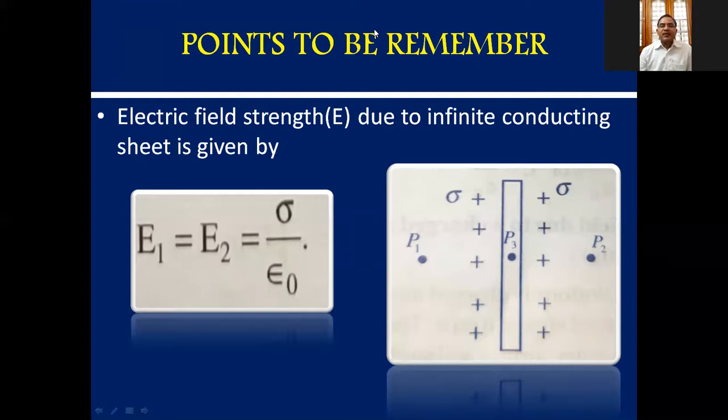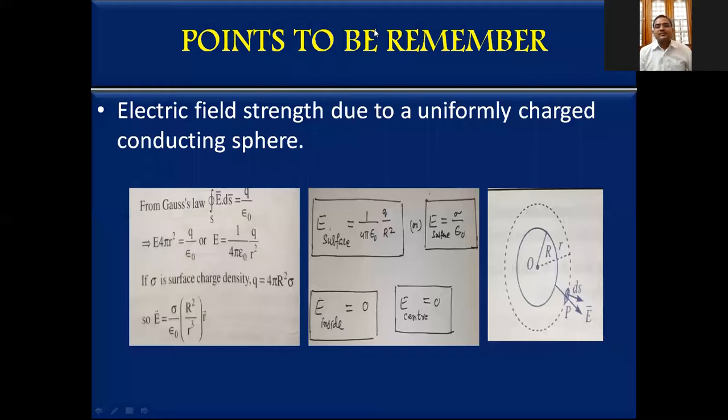This is the electric field strength due to an infinite conducting sheet at the nearest point: E equals sigma by epsilon naught. So you have to remember this formula also. After that, this is very, very important: the electric field strength due to a uniformly charged conducting sphere.